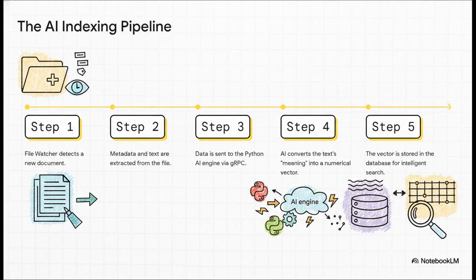Well, it's a really cool 5-step process. First, a new file arrives and the file watcher spots it. Second, the app cracks it open and pulls out all the text and key info. Third, it sends all that data over a super fast connection to the Python AI brain. Now, here's the crucial part. The AI converts the meaning of that text into a unique string of numbers called a vector. And finally, that vector is saved to the database, making the file completely searchable by its core idea.